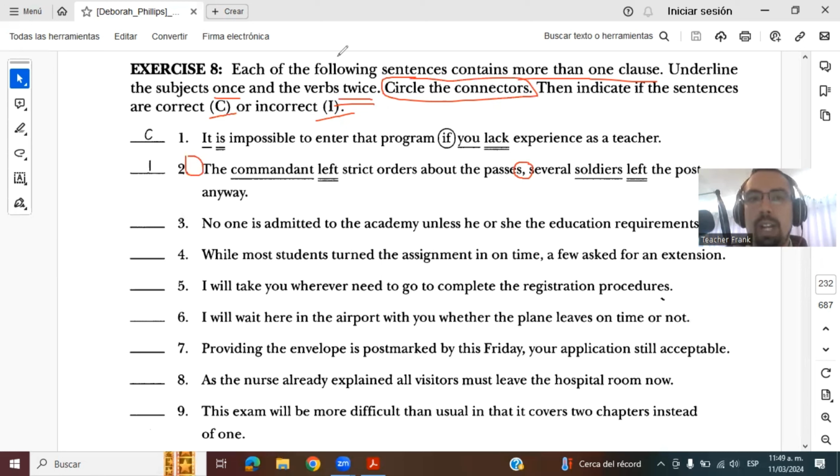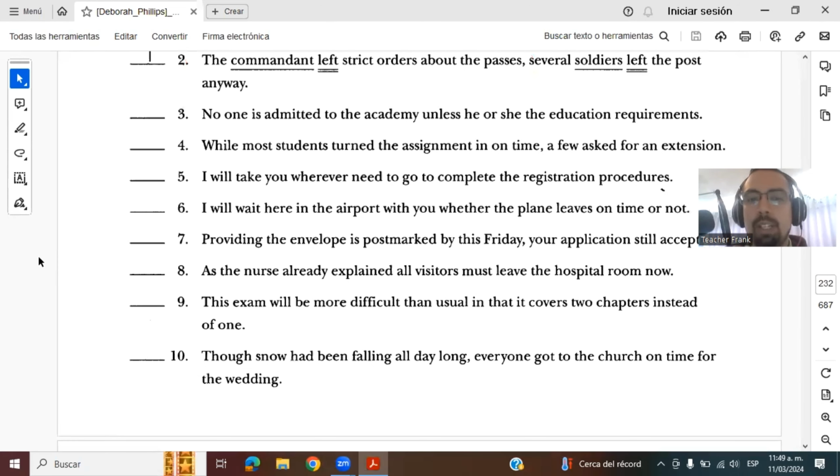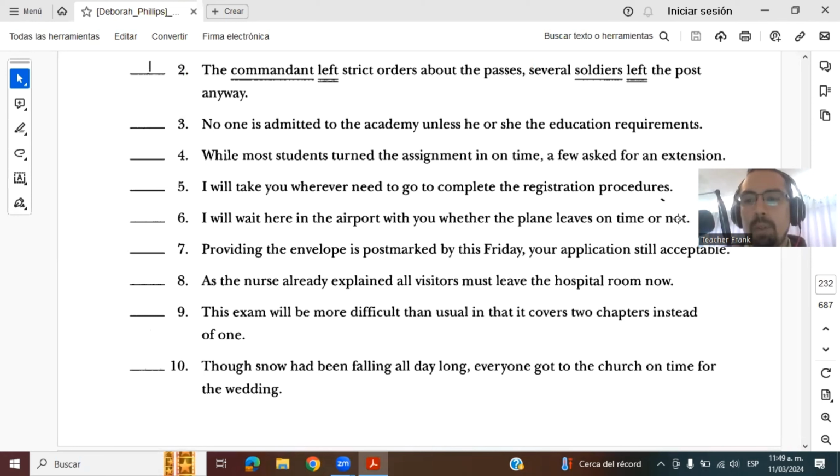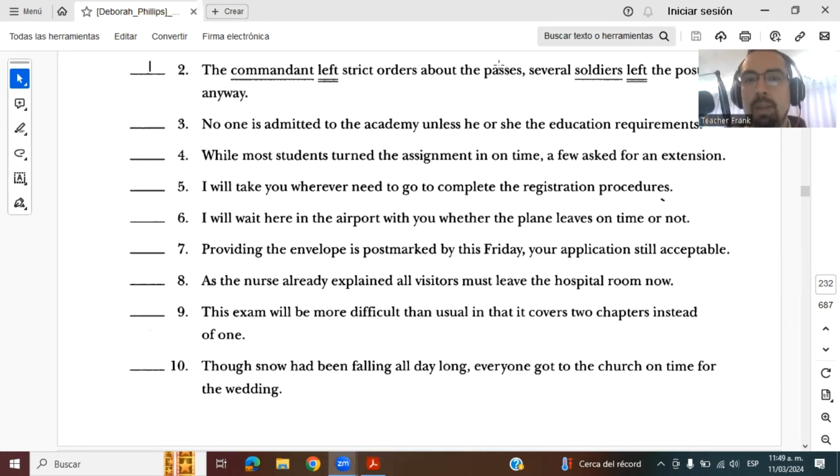Okay, so now we're going to go with exercise 3 to 10. So I'll leave this right here for a moment so you can pause the video. Please do number 3 to 10 and we will check them in a moment, okay? Good luck.